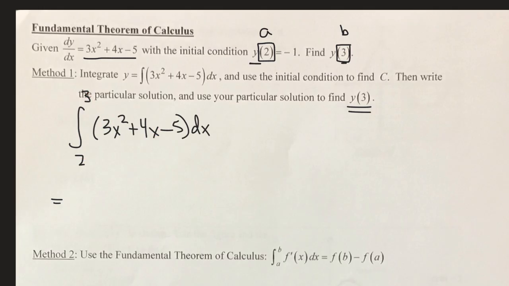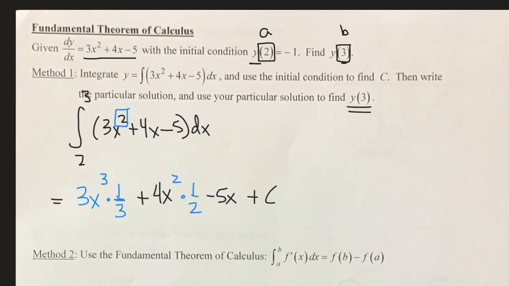Let's talk about how we do this. Remember, when we do an antiderivative, we always add 1 to the power. So it was 3x squared, it's now 3x cubed, and I multiply it by the reciprocal of my new power. Because this was a third power, I multiply by 1/3, plus 4x to the second power times 1/2, minus 5x to the first power times 1/1, which is of course redundant, so we don't do that part.